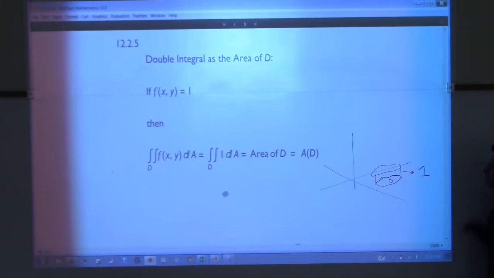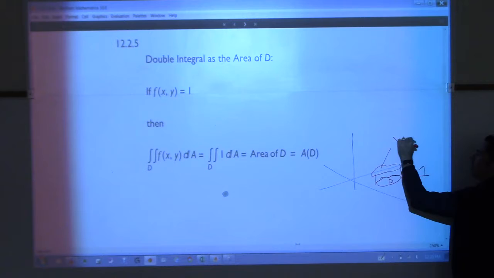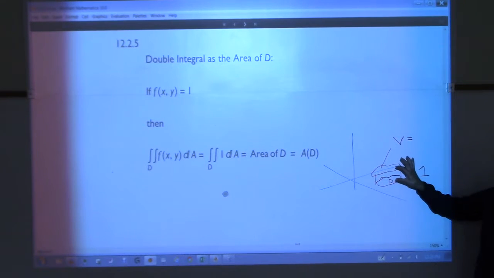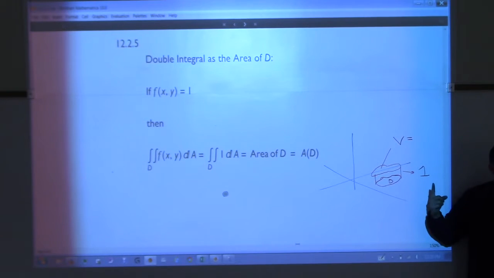1, always. The volume of this solid is equal to the area of this times how tall it is, right? But how tall is it? 1. So the volume is equivalent to the area. Because this is a 1, you multiply that height, you always get the same number as you would get from the area. It has to be f of xy equals 1.